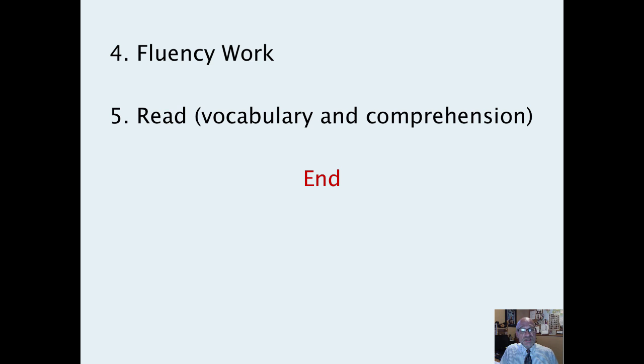It ends with some fluency work where students have an example of a text. They have to read it either 40, 50, or 60 words in, and then it times how much they read. And it ends with reading and vocabulary.